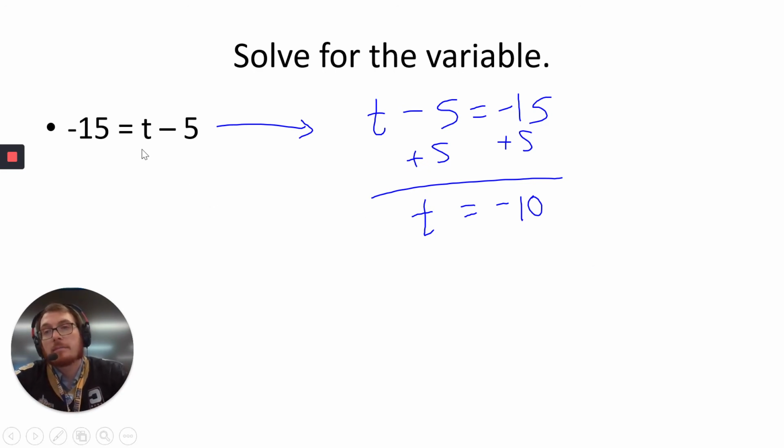The next one, you have negative 15 equals t minus 5. You can solve it that way if you want. If it bothers you, flip it around and make it t minus 5 equals negative 15. To get rid of minus 5, I'm going to add 5 to both sides. That cancels out the 5s on the left, so you have t equals negative 15 plus 5. That's one of each, so you subtract and you get negative 10 as your answer.